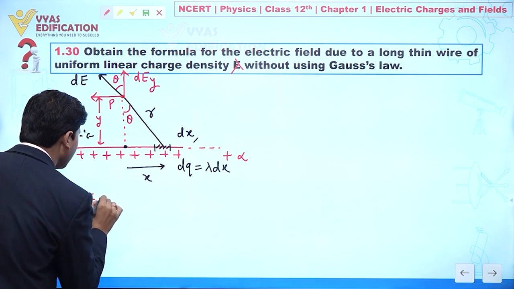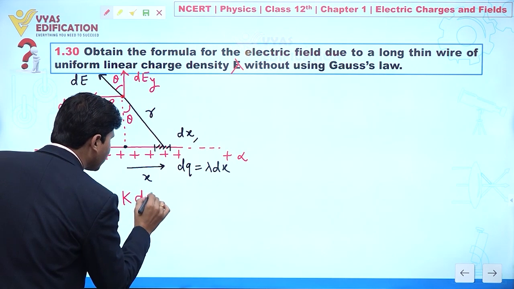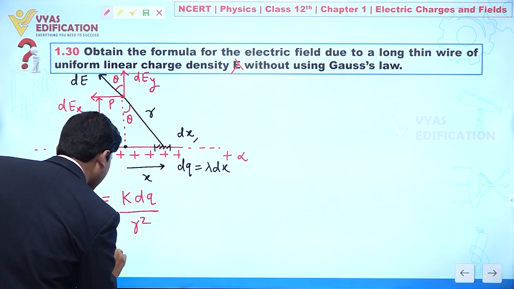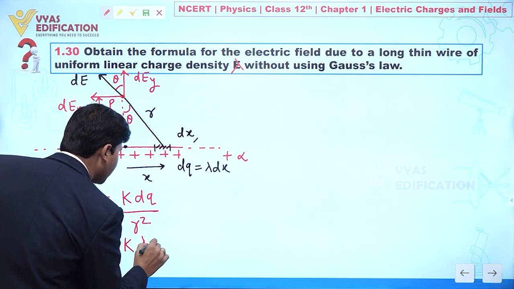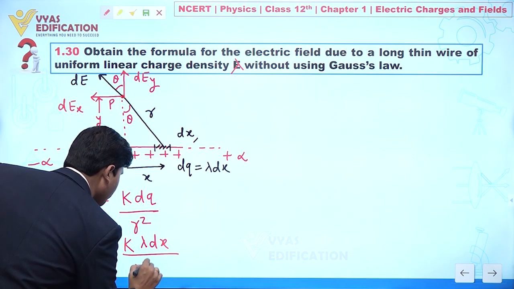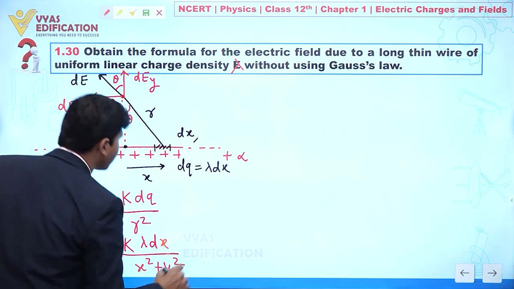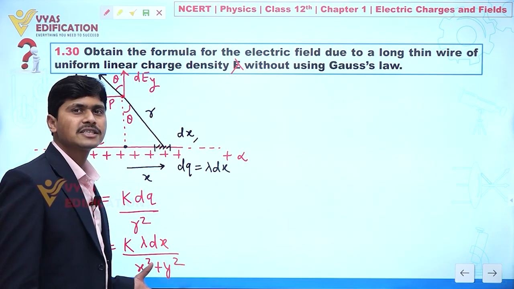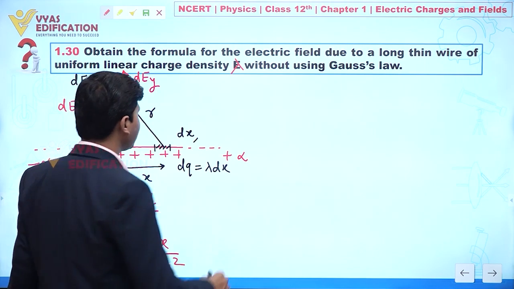dE is given by k dq upon r square. So we can write k dq, this is lambda times dx upon r square. We can say this r square is x square plus y square. If we consider this right angle triangle, we can say this is x square plus y square.